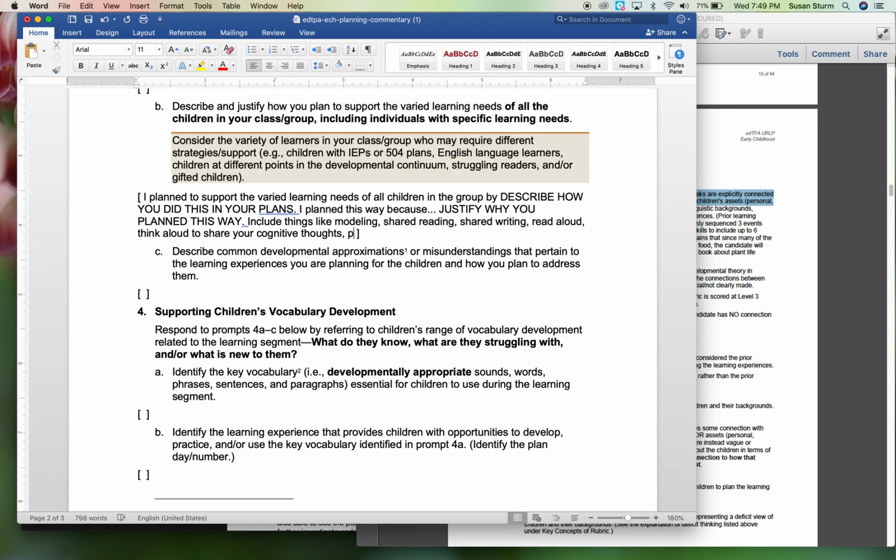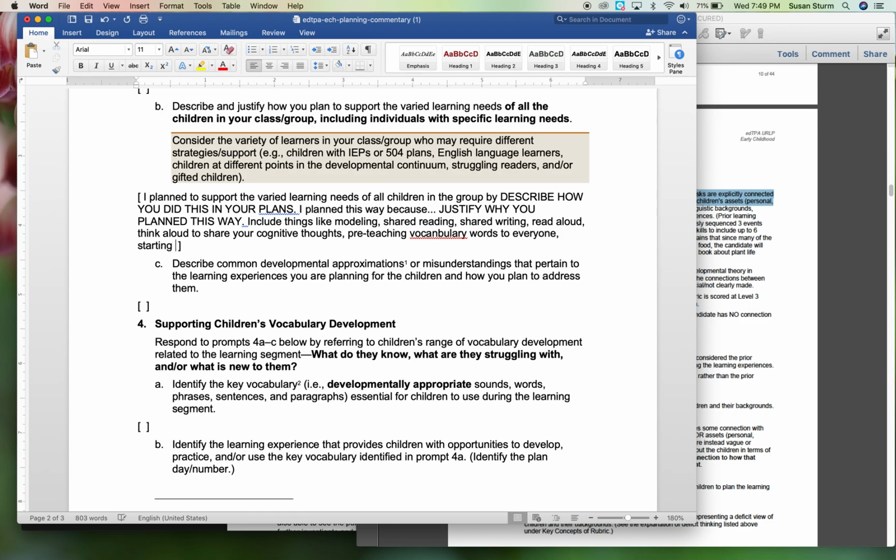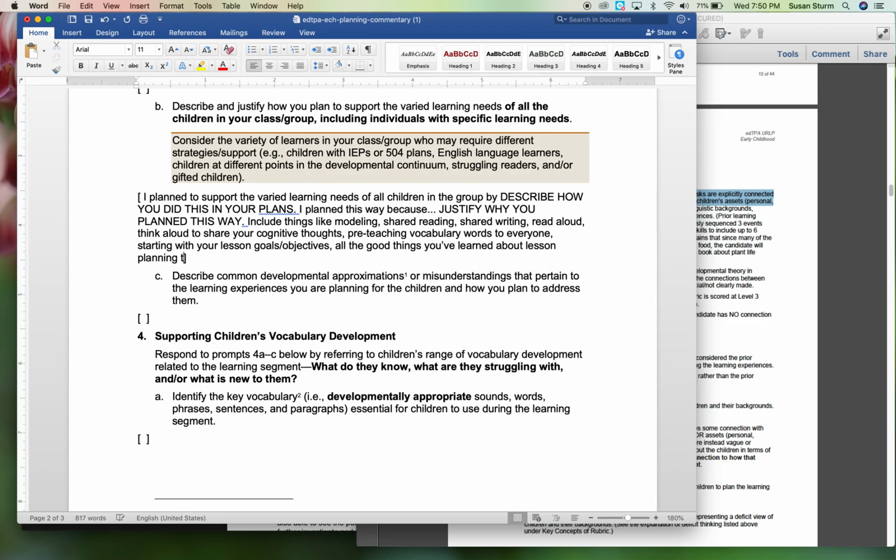Pre-teaching vocabulary words to everyone. Starting with your lesson goals or objectives and clearly stating them. All of the things, I could go on and on with this list, but these are all the good things, basically, all the good things you've learned about lesson planning that is sensitive to all learners.